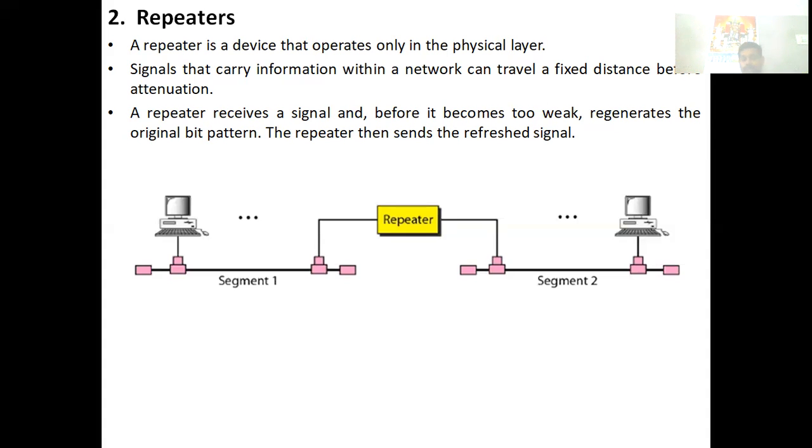What the repeater will do means a repeater receives a signal before it is so weak, regenerates its original bit pattern, and it will send the refreshed signal. So it is strengthening the signal before the signal is getting weak. So we can extend the travel length of a signal by using this repeater.